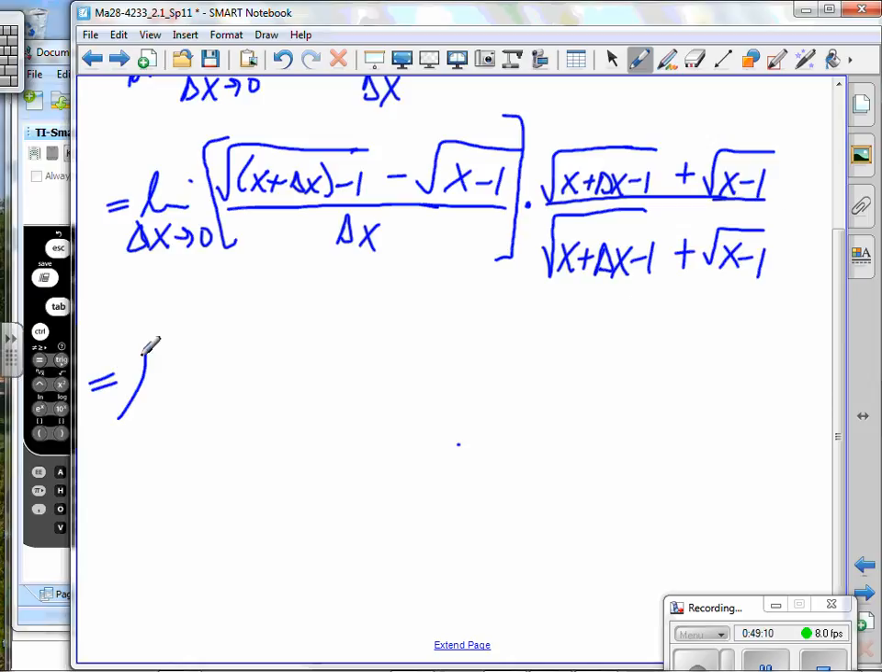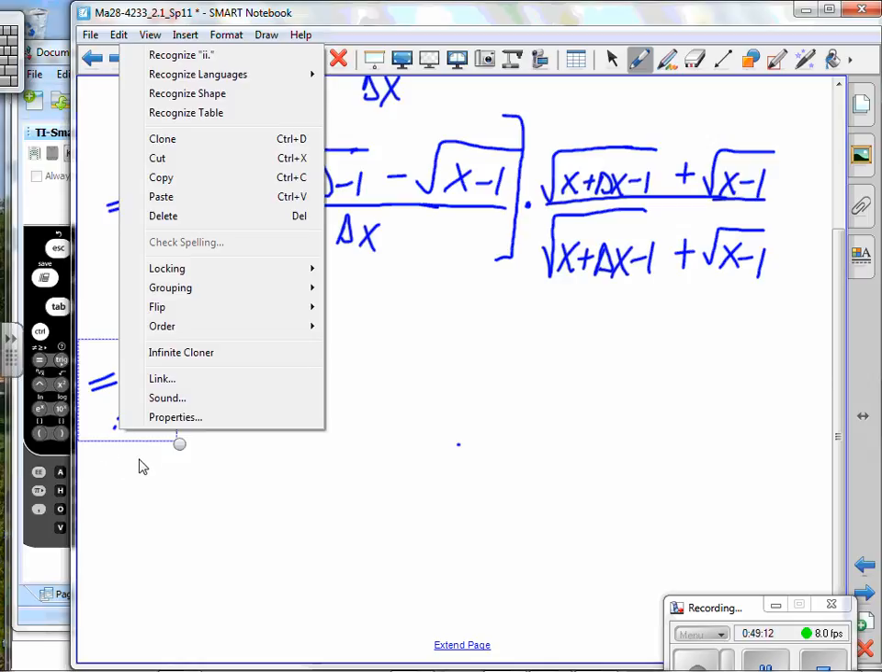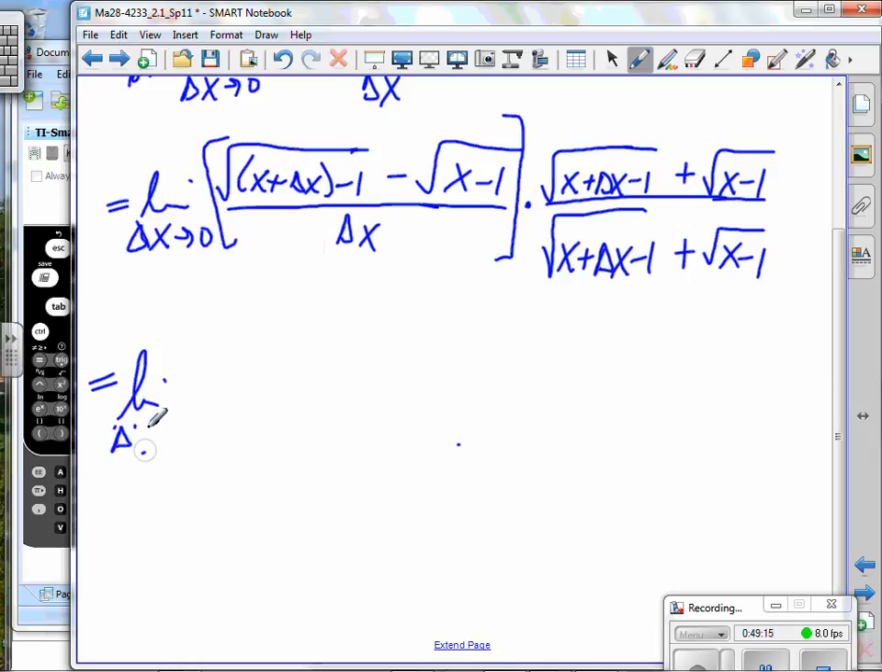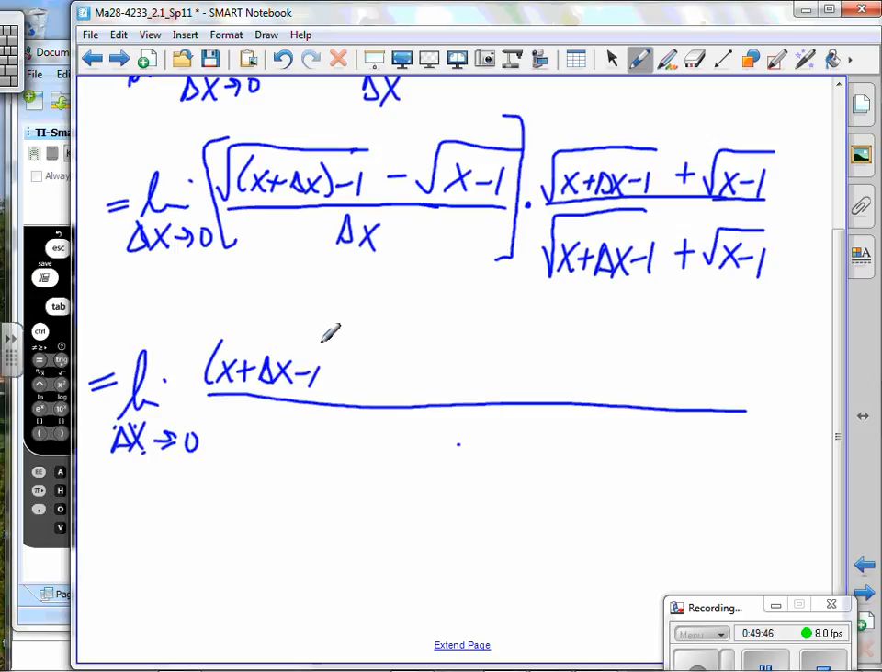Okay, so I've got now the limit as delta x approaches 0. If I multiply using the distributive property, the first term times the first term, they're identical. I'm squaring the square root, what happens? The reverse, so all I get is that radicand, so x plus delta x minus 1, okay?